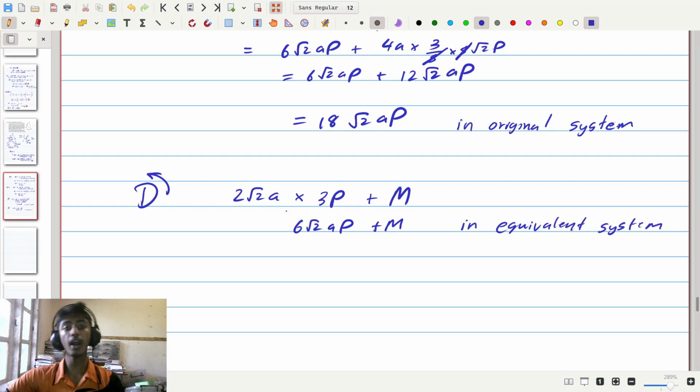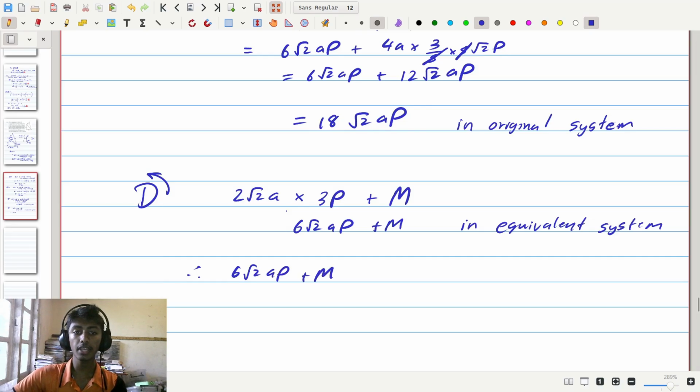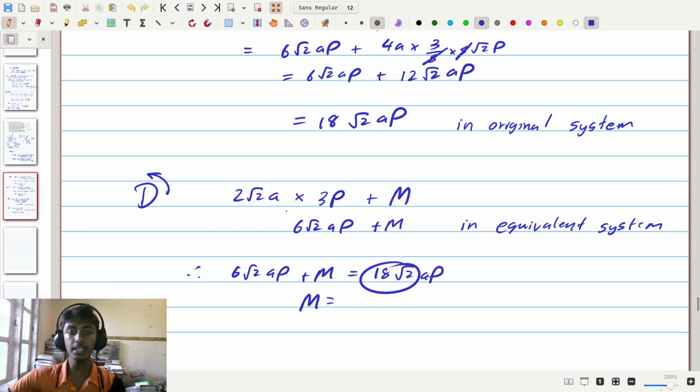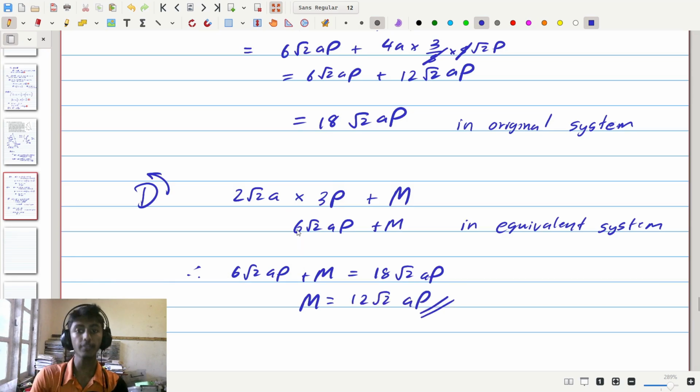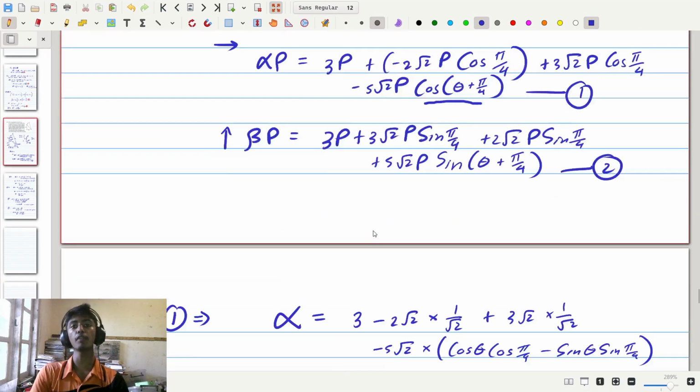So if these two are equivalent, we must have that the moment here is equal to the moment here, and therefore we can say 6 root 2 ap plus m must be equal to 18 root 2 ap, and therefore m must be equal to 18 root 2 minus 6 root 2, or 12 root 2 ap. And therefore we have found the value of m. So we found the value of m, we found the value of beta, and we found the value of alpha.